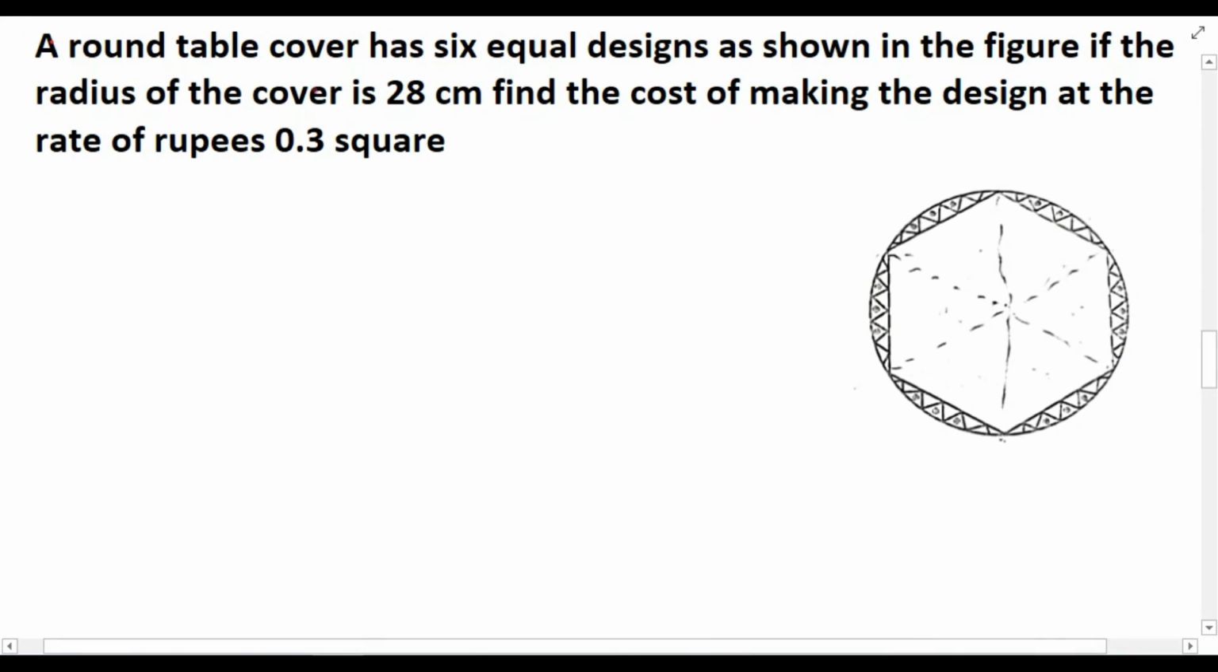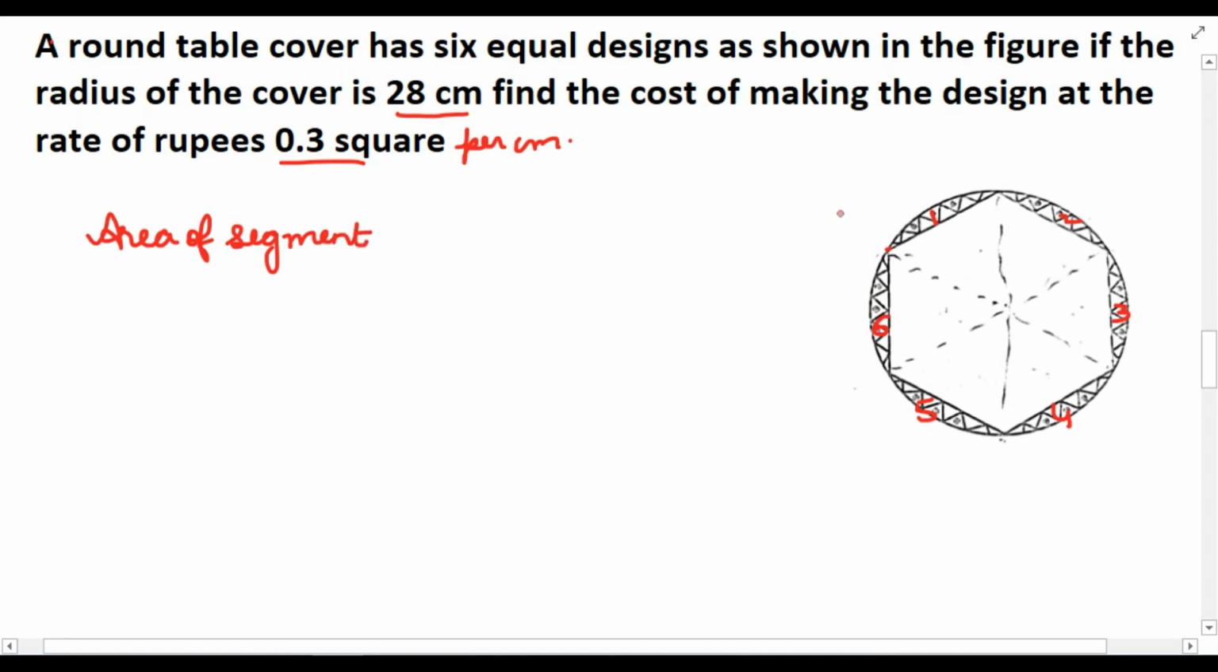Now next question, a round table cover has 6 equal designs as shown in the figure. This is the first design, second design, third design, fourth, fifth and sixth. If the radius of the cover is 28 cm, find the cost of making the design at the rate of rupees 0.35 per square centimeter. All these questions we were doing area of sector, but to find the area of this design, we need to find the area of the minor segment.